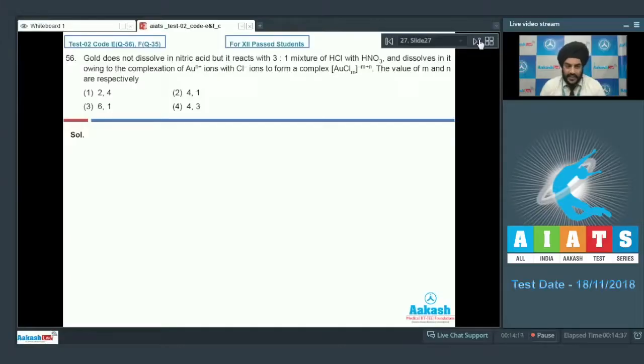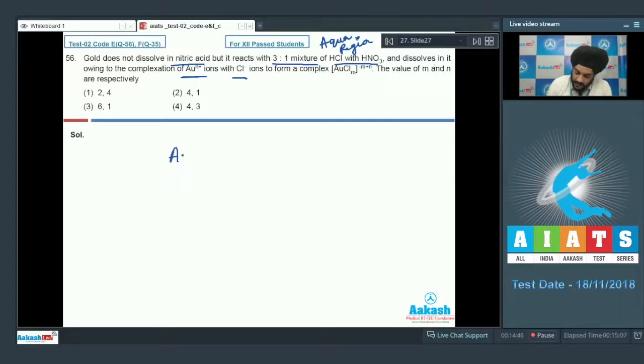Let us look at the next question. Question number 56. Gold does not dissolve in nitric acid, but it reacts with a 3:1 mixture of HCl with HNO3, which is nothing but aqua regia, and dissolves in it owing to the complexation of Au^N+ ions with Cl minus ions to form a complex [AuCl_M]^(-M+N). The value of M and N are respectively.